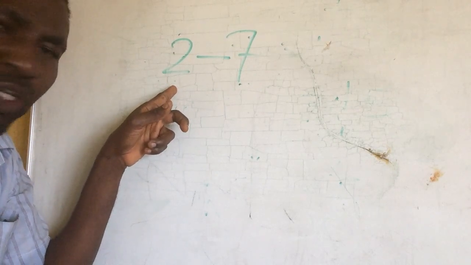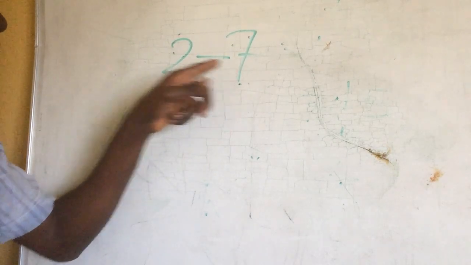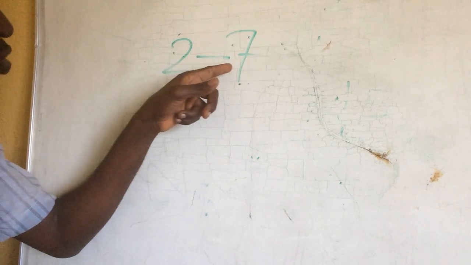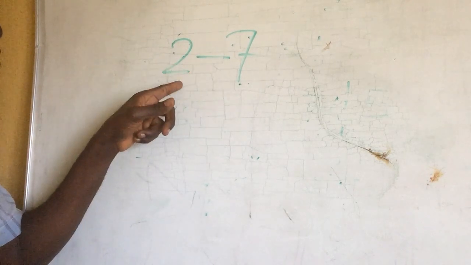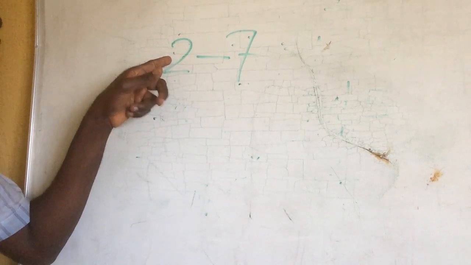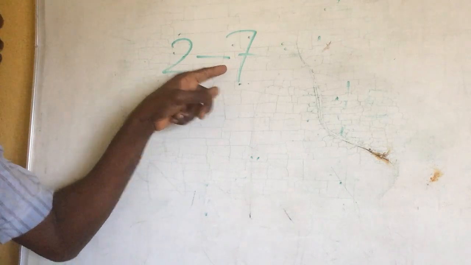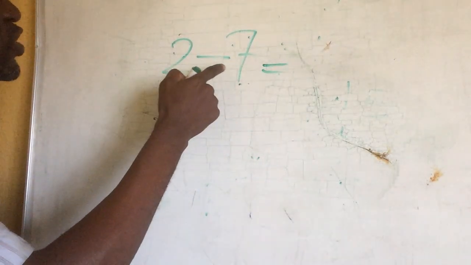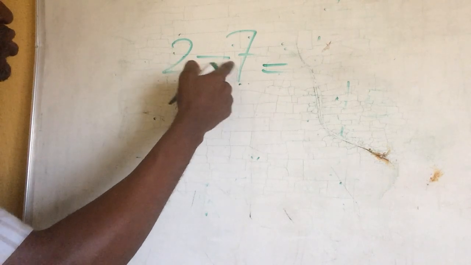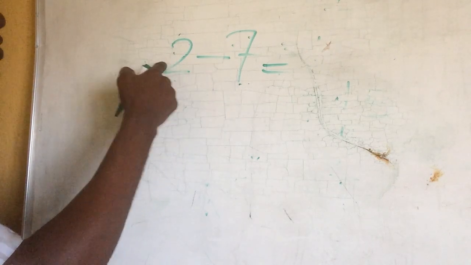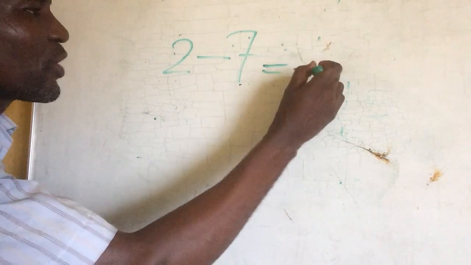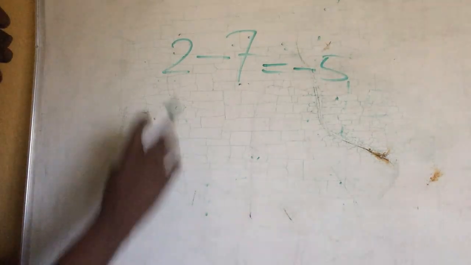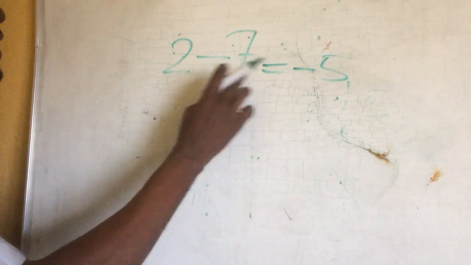Do you understand? But in this case, this one is bigger. We want to take this minus 7 away from 2. But this 2 is not up to 7. What do we do? We just take away the 2 number out of this. Then minus 5 will still remain. So 2 minus 7 is minus 5.